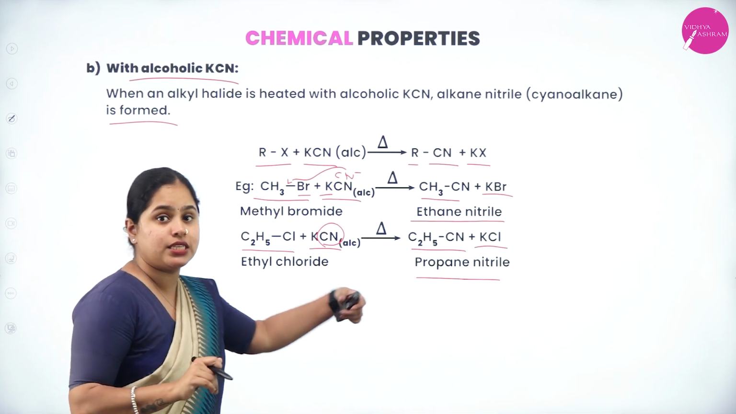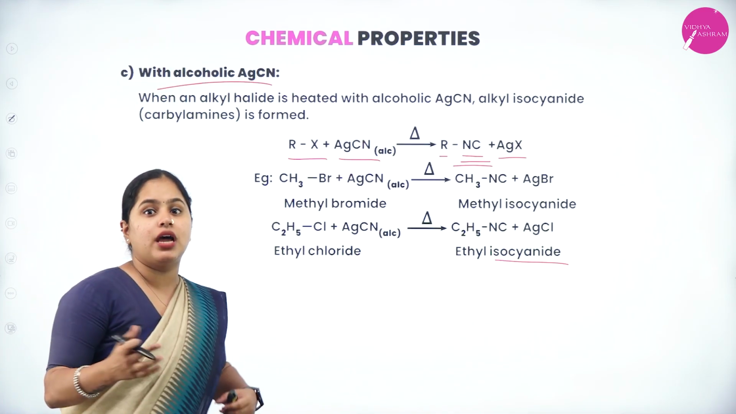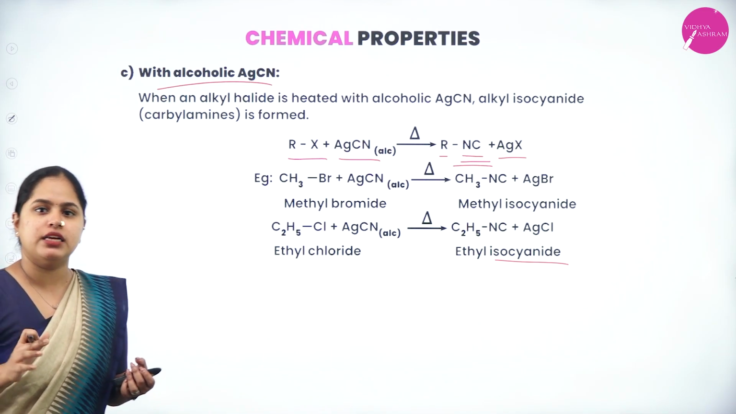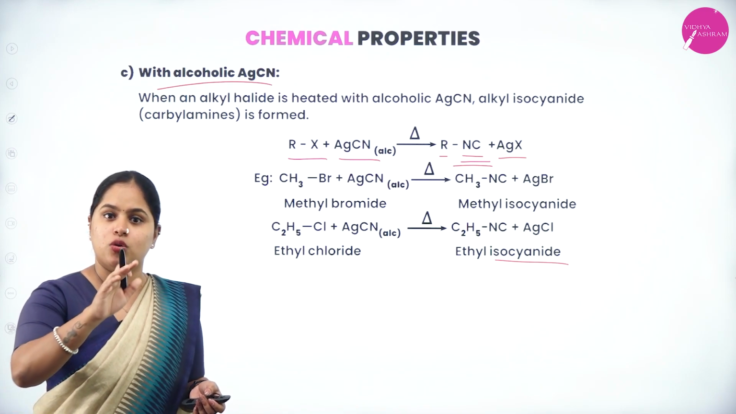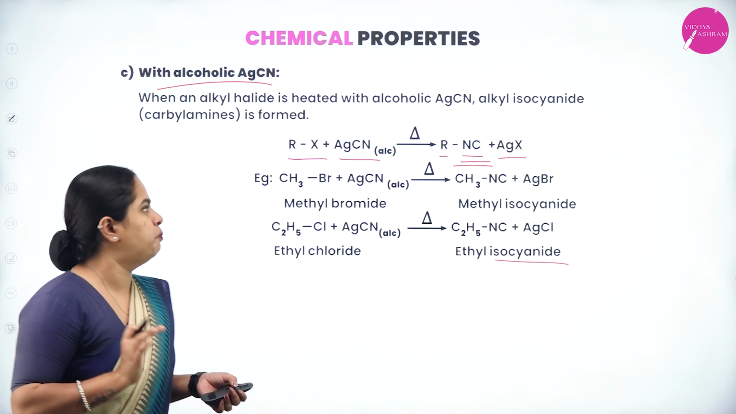Here it was CN, nitrile. Here it is NC. So that is the difference. The nucleophile is different here. I hope it is clear. When you use KCN and AgCN, you will get different products, which is very, very important.